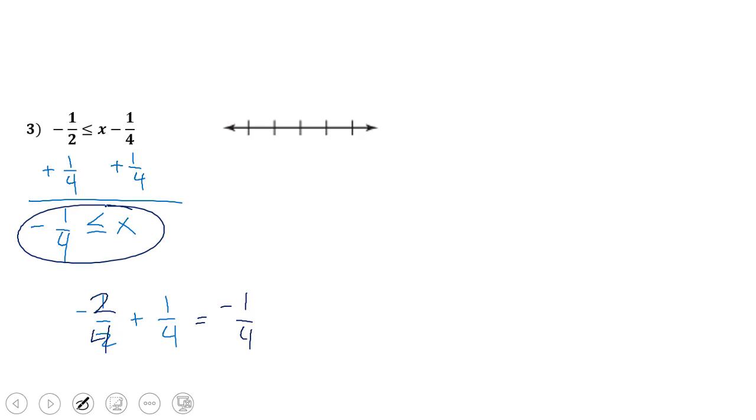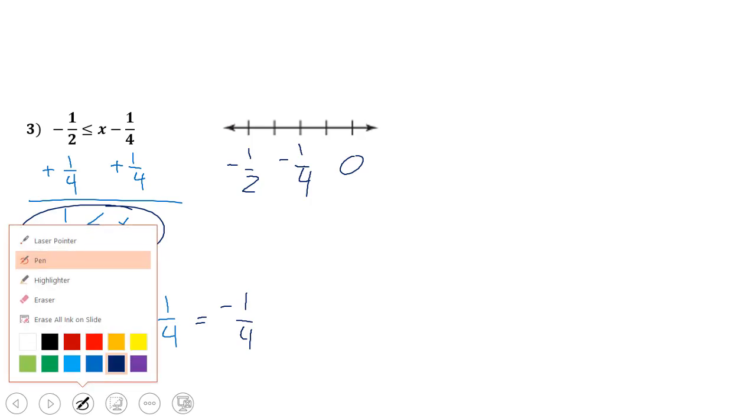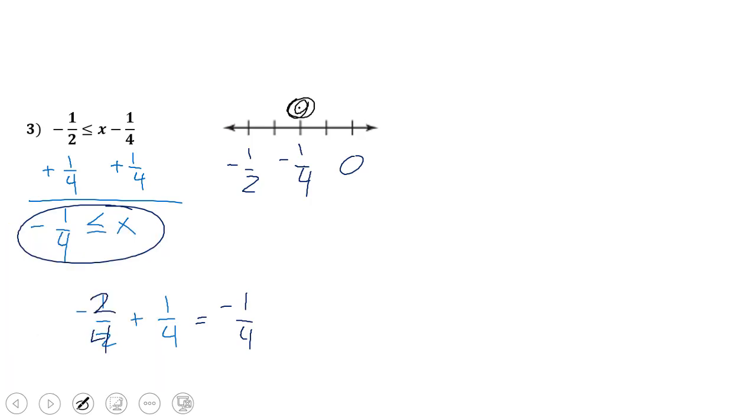I got my target number, negative 1/4. What is greater than that? I'm going to go with 0. What's less than that? Negative 1/2. I'm going by fourths. Okay, I could use whole numbers. I could put a negative 1 over here. Whatever you want, as long as you make your number line correct. And now I know that I need a closed circle because my target number is included when it's less than or equal to negative 1/4, less than or equal to my variable.